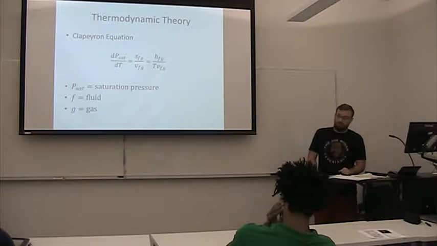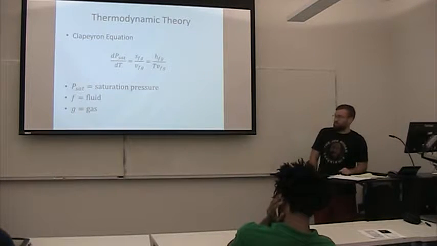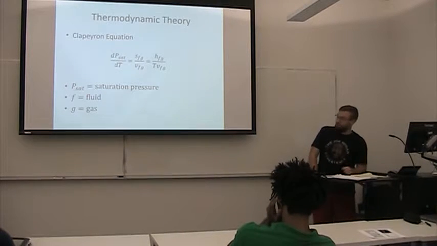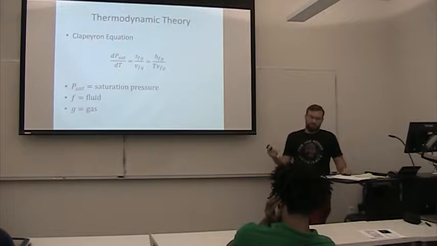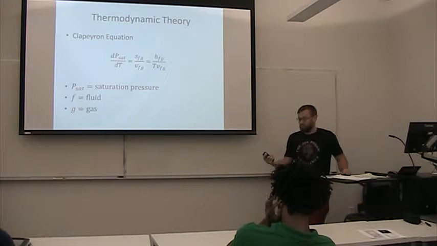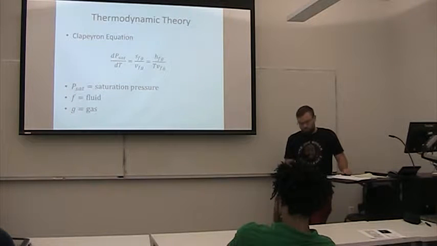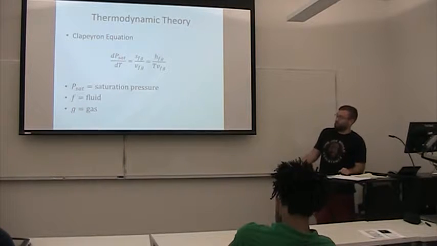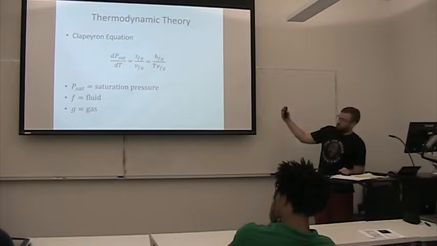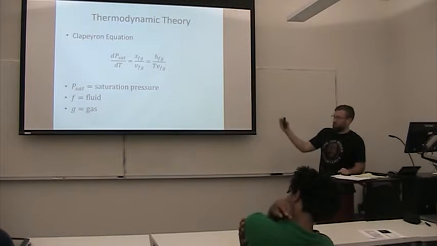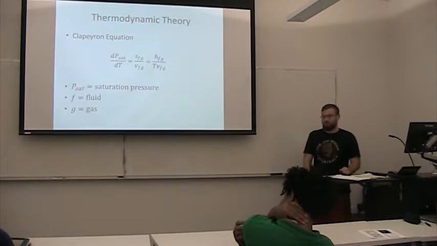The one that we're going to use this week specifically is the Clapeyron equation. It's the derivative of saturation pressure with respect to temperature. It gives you the, I forget what FG is. I know the subscript F stands for fluid and G stands for gas. And I believe FG is the difference, but there's a specific word. Anyways, you get entropy over specific volume, and then specific enthalpy over temperature times specific volume, and all of those ratios are equal using this relationship.